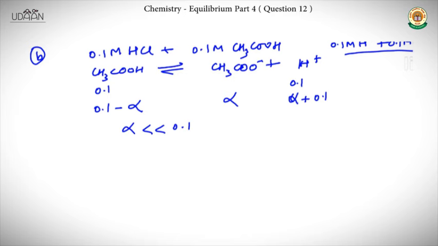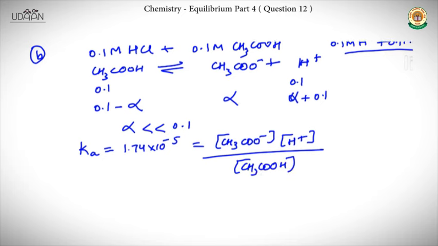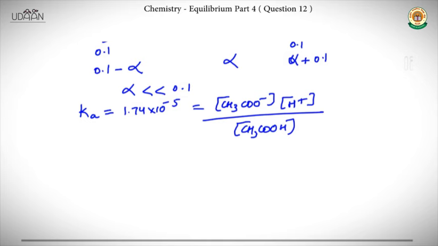Now Ka, the acid dissociation constant, is given to me as 1.74 into 10 raised to the power minus 5, and the expression for Ka is the concentration of CH3COO minus into H plus concentration upon concentration of CH3COOH. Also, we talk about Ka only for weak acids, because strong acids dissociate completely.